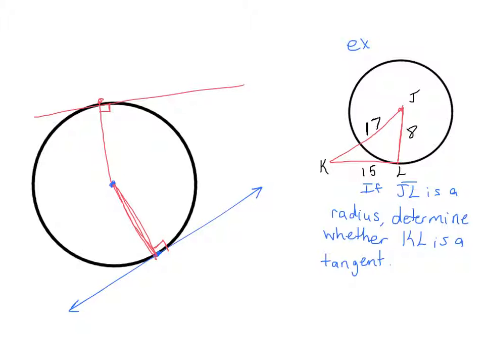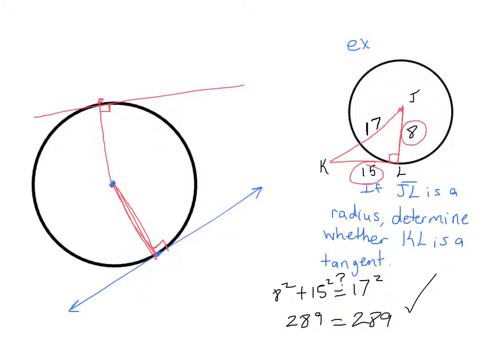If this is in fact a right triangle, then 8 squared plus 15 squared will equal 17 squared. This is a question right now. We're not sure, we have to test it out. When we do 8 squared plus 15 squared, we should get 289. And when we do 17 squared, we should also get 289, which shows that the Pythagorean theorem is true, which shows that this is in fact a right triangle. Therefore, 15 and 8 are sides of a right triangle, which means that KL is tangent to the circle. So yes, it is.